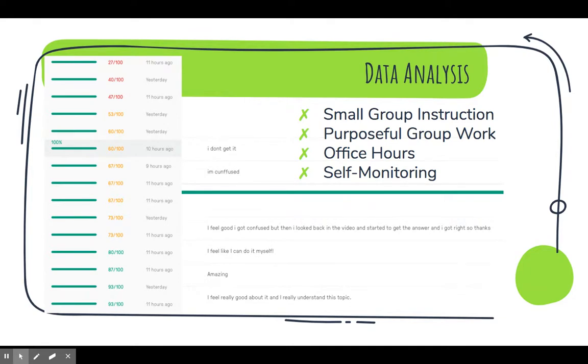I also, at the end of each Edpuzzle, ask how they felt about the topic that we just went over. And regardless of their score, if they identify that they need more support or they're not sure about what they did, I pull those students for either an individual meeting, into office hours, or into my small group reteach. It also allows for them to self-monitor their own learning and self-assess how they felt about the Edpuzzle. So I think that's really important, and that's important information for me.